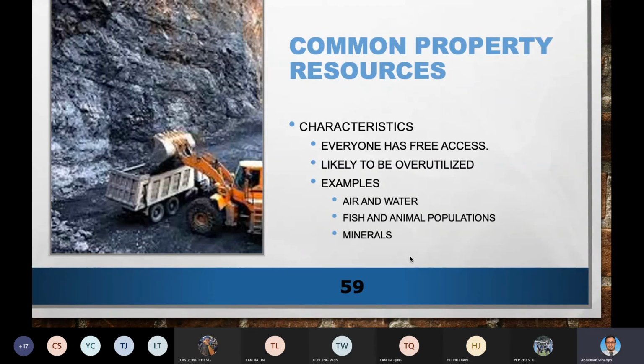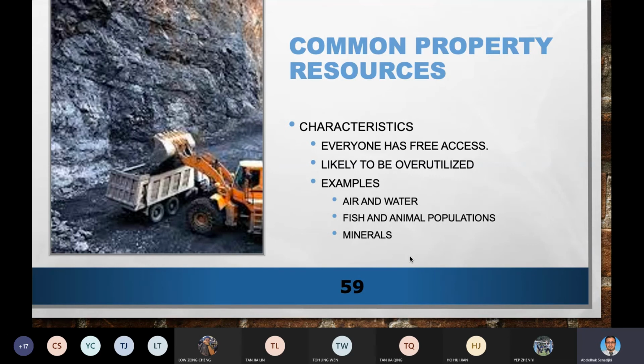Now we talk about common property resources. We have this scenario or characteristics: common property resources are those to which everyone has free access, and they are likely to be overutilized because any one of us can have access. For example, air and water, fish and animal populations, minerals.